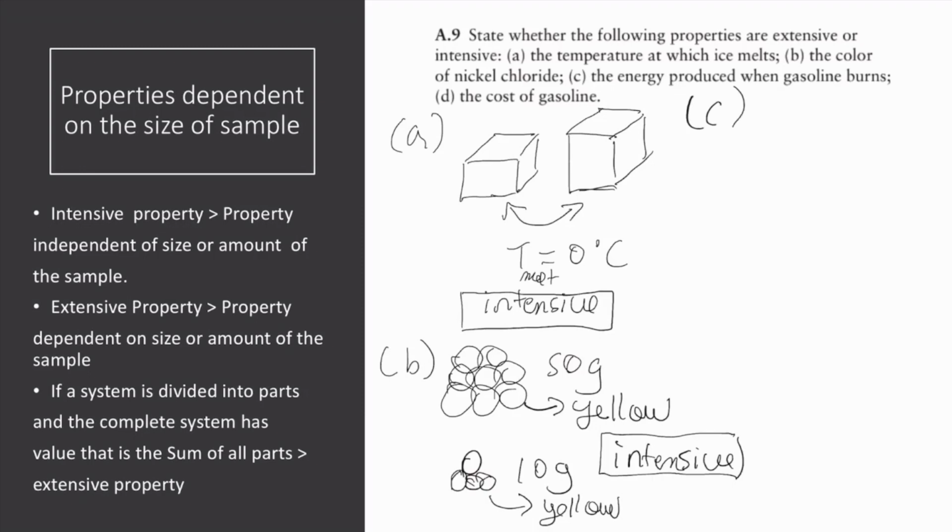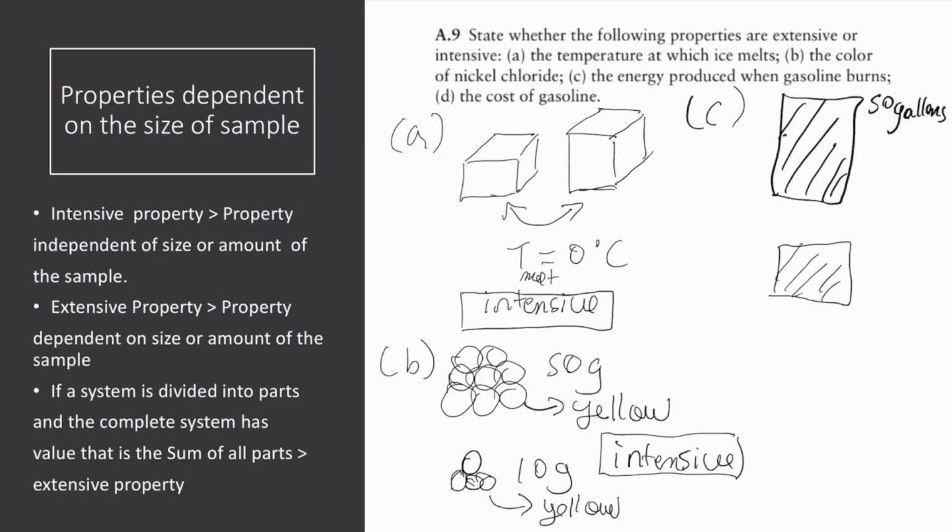For C, the energy produced when gasoline burns. Let's say the tank of gasoline of my car is 50 gallons. And I have another car whose tank is 10 gallons. This one here will produce more energy and it will last me longer. And this one will produce less energy and will last less time. So this one is less energy compared to this one. So the energy produced when gasoline burns is an extensive property.